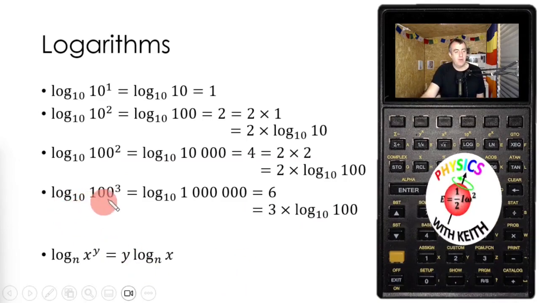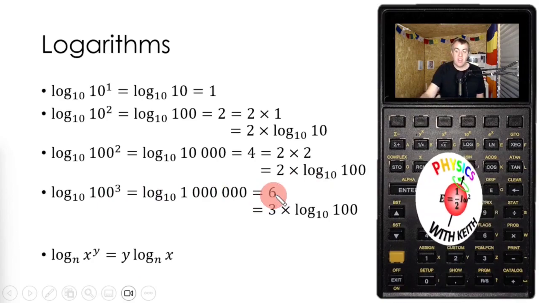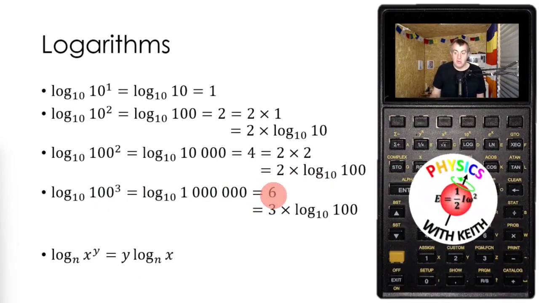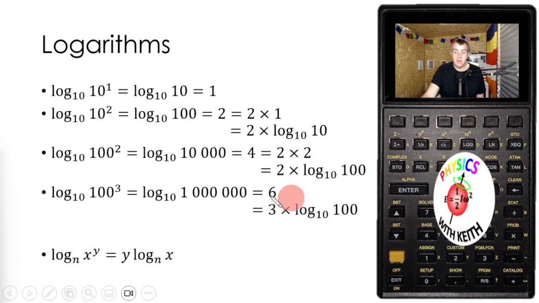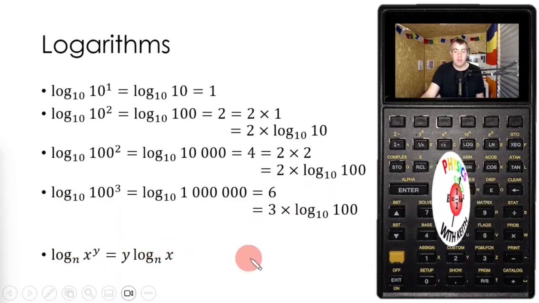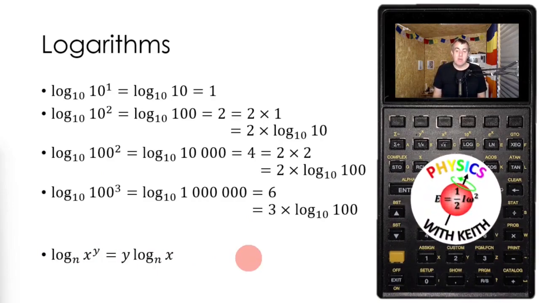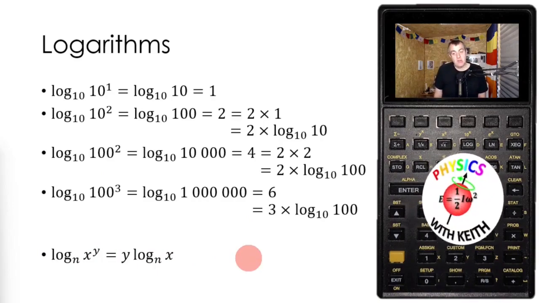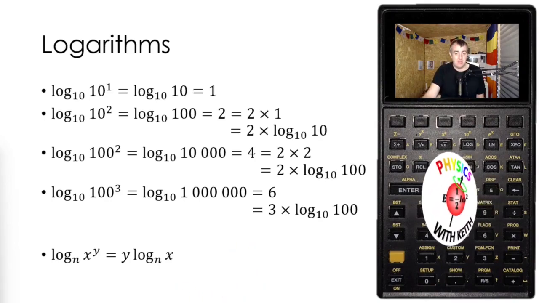Log base 10 of 100 to the power of 3. 100 to the power of 3 is 1,000,000. So that's 6. Well, what is 6? Well, 6 is just 3 times 2. And what's 2? 2 is log with a base 10 of 100. So it's like we've taken that 3 and moved it down here. So a general rule here at the bottom, we could say, if we want to figure out what y is, and we've got log with the base n of x to the y, that's the same thing. It's equivalent to y times log with the base n of x.